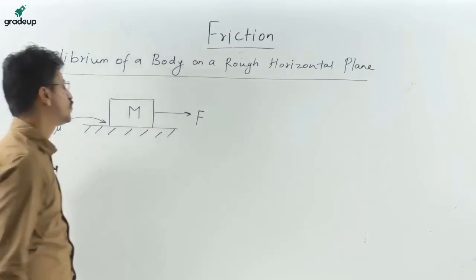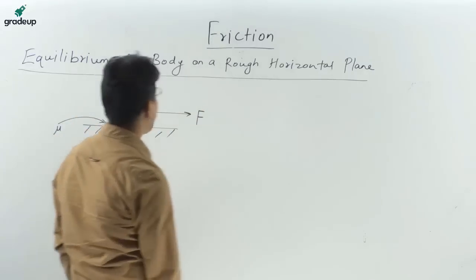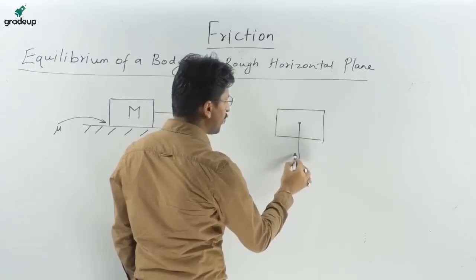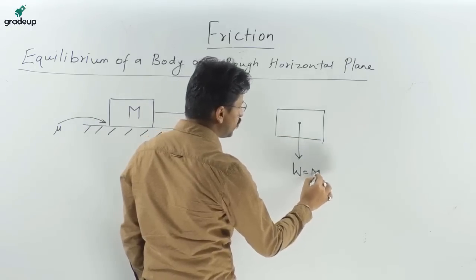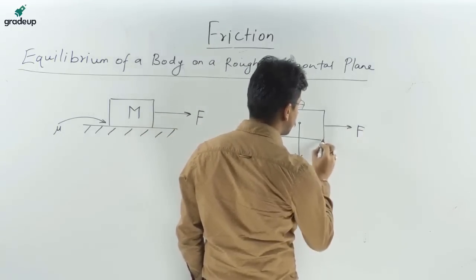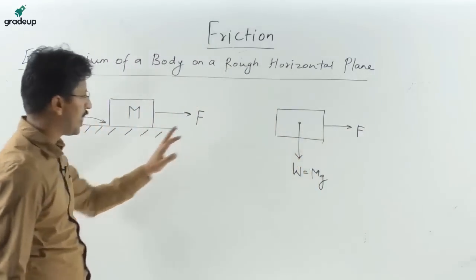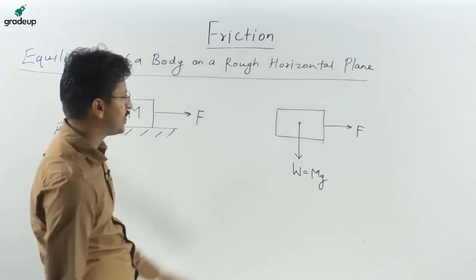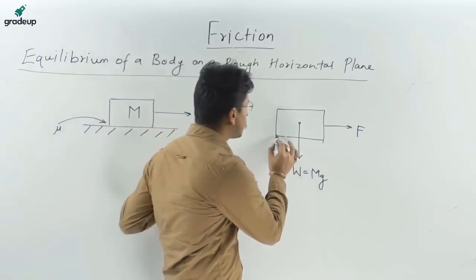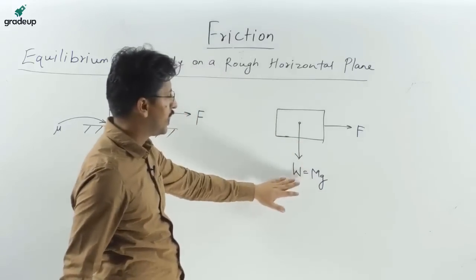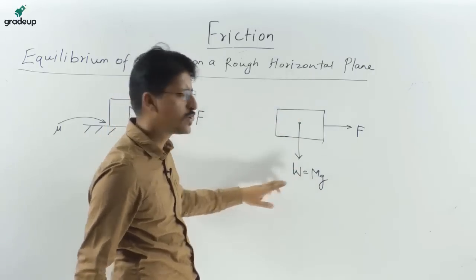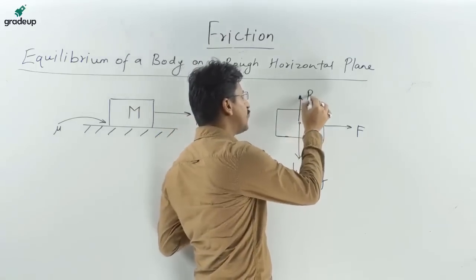Okay, so what all the forces will act on the body? Just draw the FBD, that is the free body diagram. The weight of the body will act downward, that is equal to m into g. This is the applied load. These are the two forces that are visible. Now, as I have already told you, since the body is in equilibrium, there must be some reaction in the upward direction that is counterbalancing this one. So that will be the reaction force.